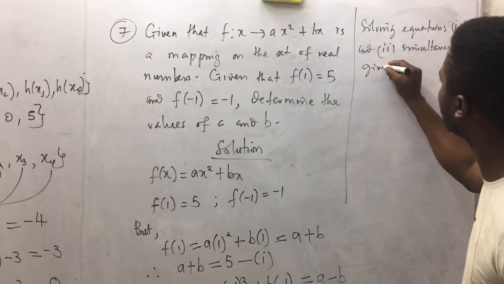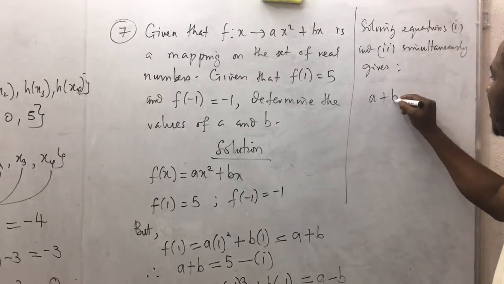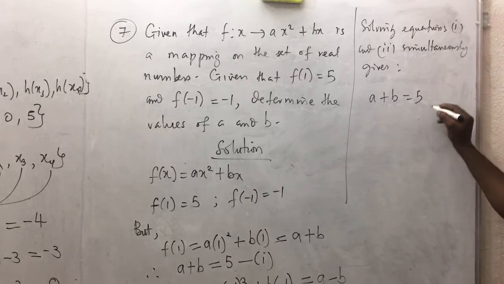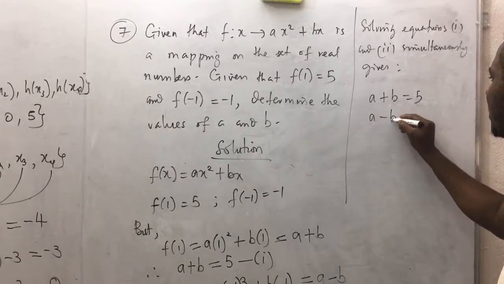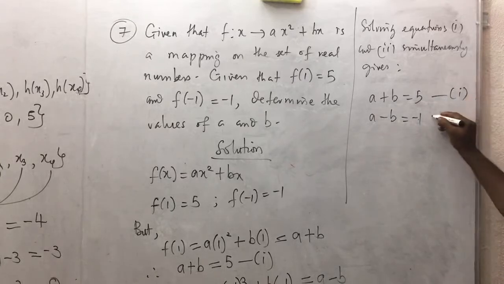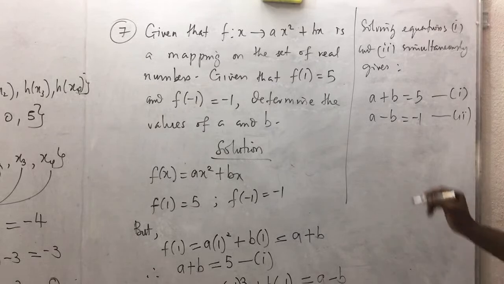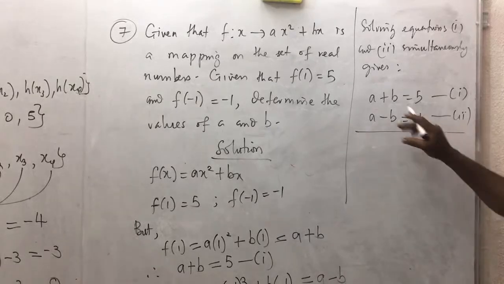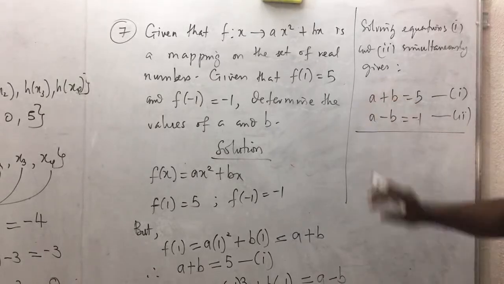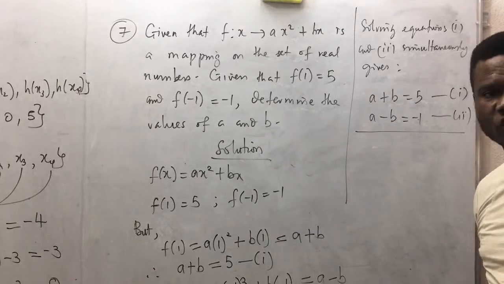Solving equations 1 and 2 simultaneously gives, I will now bring this, a plus b equals 5, my equation 1, and a minus b equals minus 1, my equation 2. So you can still bring equation 1 and equation 2 over here. Since clearly my coefficients are balanced, I'm going to apply the elimination method.